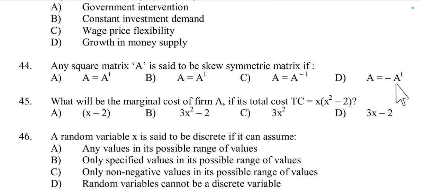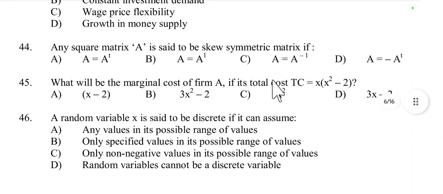So the negative sign is the last one. When A is equal to minus A transpose, the square matrix A is said to be skew-symmetric, the negative of the matrix itself. So option D is right. You can check by taking any example. So D is the right option.